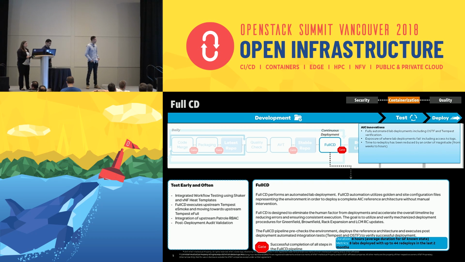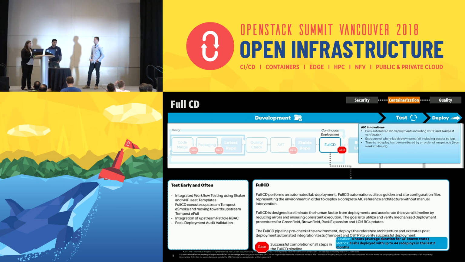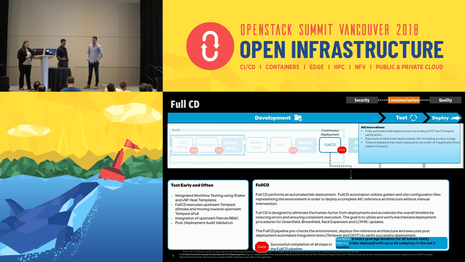So our deployment framework, we are calling it FullCD, which is a fully automated and data-driven deployment framework. In our process, we realized that whatever tools and configs we are using to deploy in our production, we need to be using in our CI framework. That is really important, right? So FullCD helps us achieve that. FullCD is how we deploy our production environments, and we are using the exact same framework to deploy our CI environments as well. It's designed to eliminate the human factor from deployment.